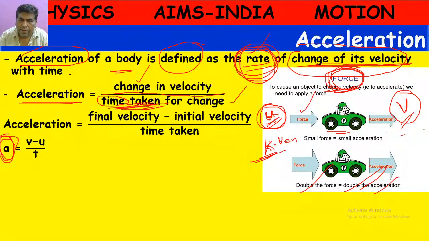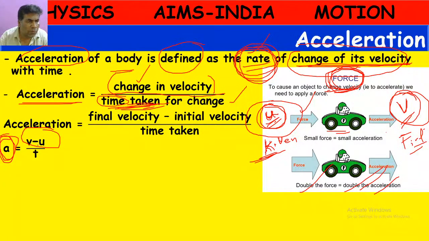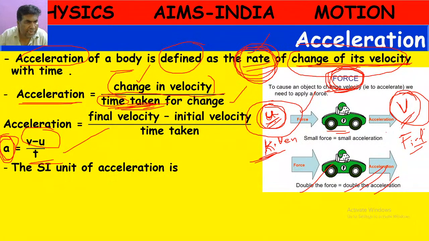Let it be V. V stands for final velocity. Here, change in velocity means what we have to take? We have to take the difference of final velocity and initial velocity. That means final velocity minus initial velocity by time taken. Final minus initial means what we have to write in symbols? V minus U. Time taken stands for T. This is the formula for acceleration.